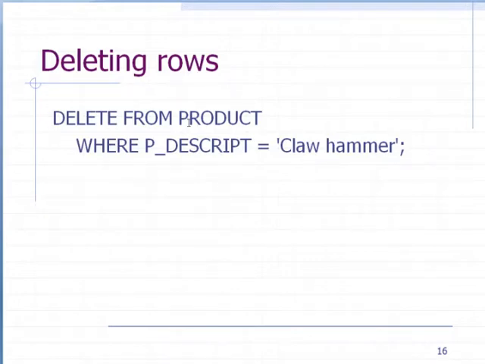Therefore, you may specify some conditions. We will learn about this where statement for the condition later. But here, for example, if you want to delete the product whose description is claw hammer, we can add one condition here. Delete from product where pdescript, the column, equals the value claw hammer, then the DBMS will search the product with the description that is claw hammer and will delete that specific row.